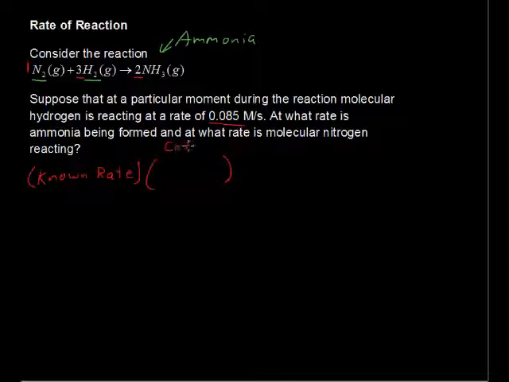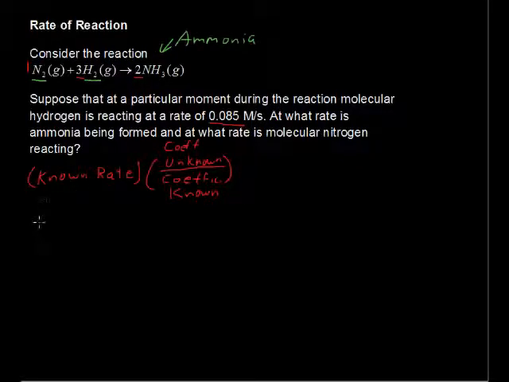Let's look at the coefficient of the unknown over the coefficient of the known, and by that I mean the coefficient of the compound whose rate is known and the coefficient of the compound or molecule whose rate is unknown for the numerator.